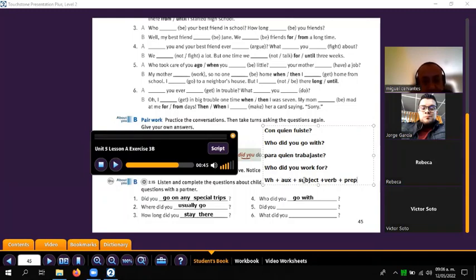So this is the structure. It has some changes sometimes, but by and large is the same, all right? By and large, by the way, means en general. Entonces, en general significa esto: WH, auxiliar, sujeto, verbo, y si tienen preposición, preposición. Okay. All right. Okay, so we're going to continue with the next.